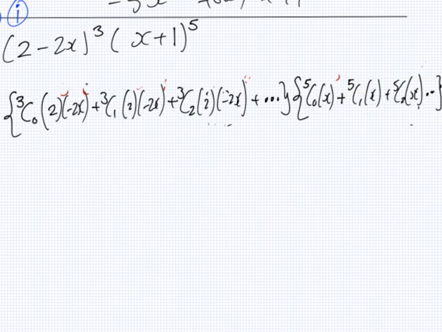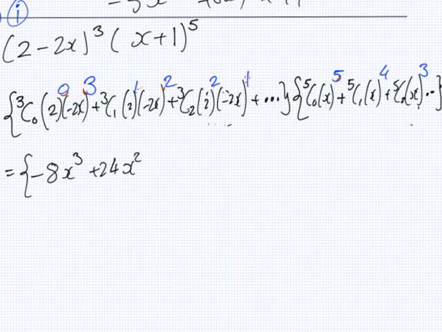Descending. This starts at 3, 2, 1, 0, 1, 2, 5, 4, and 3. Okay, let's try it again. So that is minus 8x cubed. 3 by 2 is 24. 3 by 4 is 12 minus 24. The next one: x5 plus 5x4. What's 5c2? 20, is it? 20x cubed.